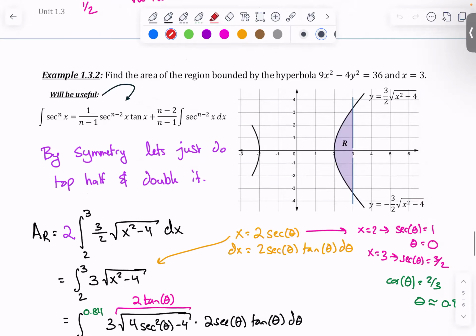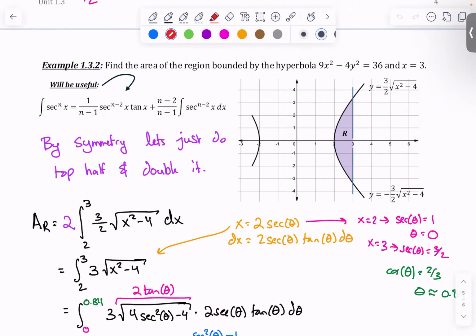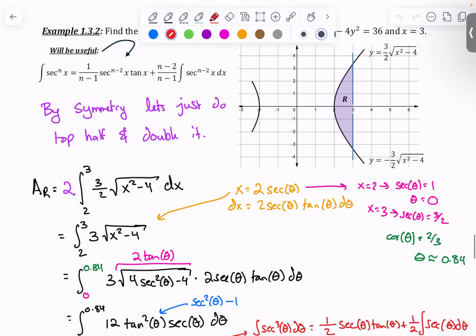So this was one from 1.3. I don't know if I showed the beginning of it, but basically by symmetry, we did not need to worry about the bottom half. We could break this up into two integrals, the integral from 2 to 3 of the square root of (2/3)^2 x^2 minus 4, plus the negative integral from 2 to 3 of negative (3/2)^2 x^2 minus 4. But because of symmetry, we can just double it. And then we have to realize that because it has an x squared minus a 4, this is a perfect candidate for a trig substitution.